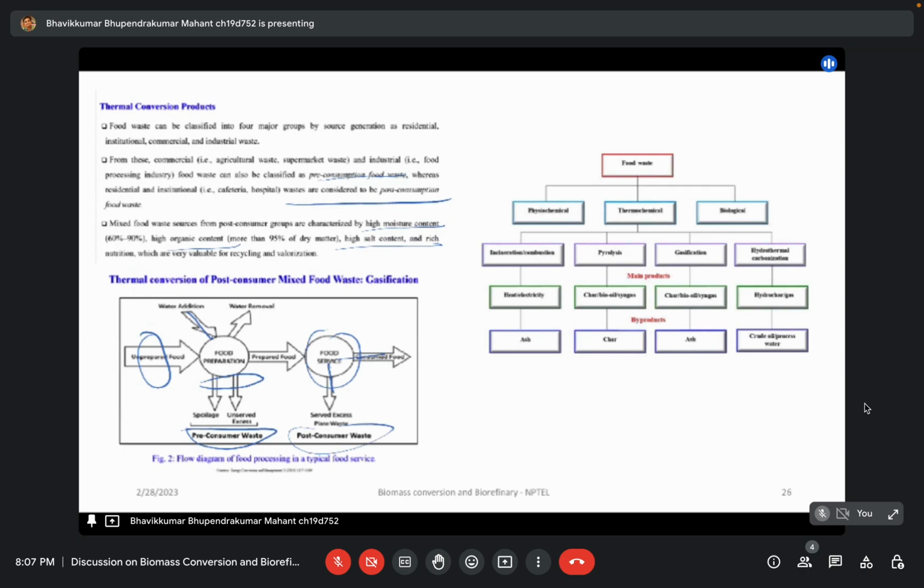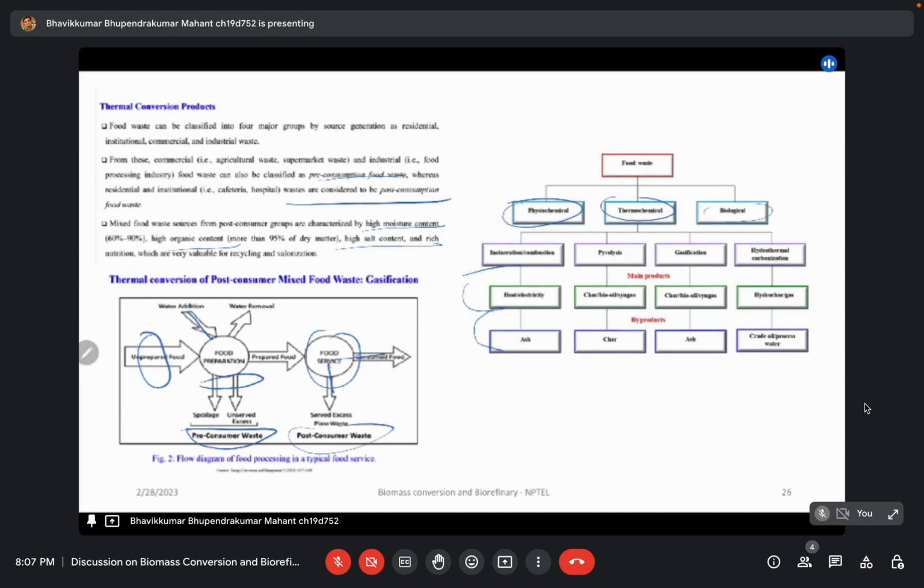If you talk about food waste in general, it is a major part of the MSW. We can go for the physicochemical processes, where we use physical parameter changes in the presence of chemicals. And there is the thermochemical process, where a chemical reaction takes place in the presence of temperature. And biological. Thermochemical is the main process, and many technological developments were done in that. It is incineration combustion, where you will get heat, electricity, and the byproduct is ash.